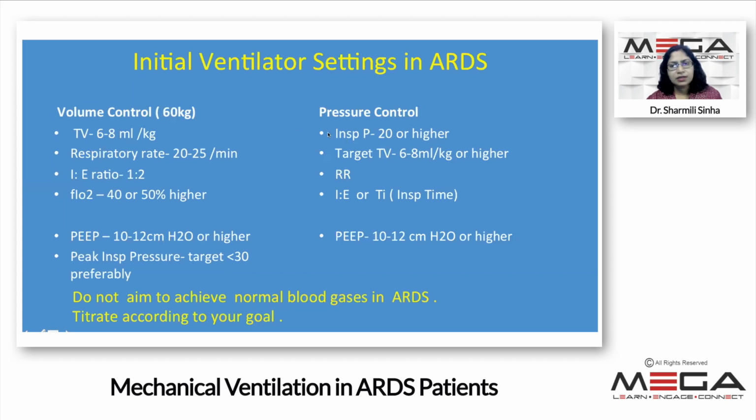Pressure control, similar targets are there. So targets are pressure, tidal volume, and the peak inspiratory pressure. And of course, you have the oxygenation targets as well. But it is a very clear dictum or principle which is advocated in the ventilation of ARDS patients that one should not aim to achieve normal blood gases in ARDS, and it should always be titrated according to the goal.